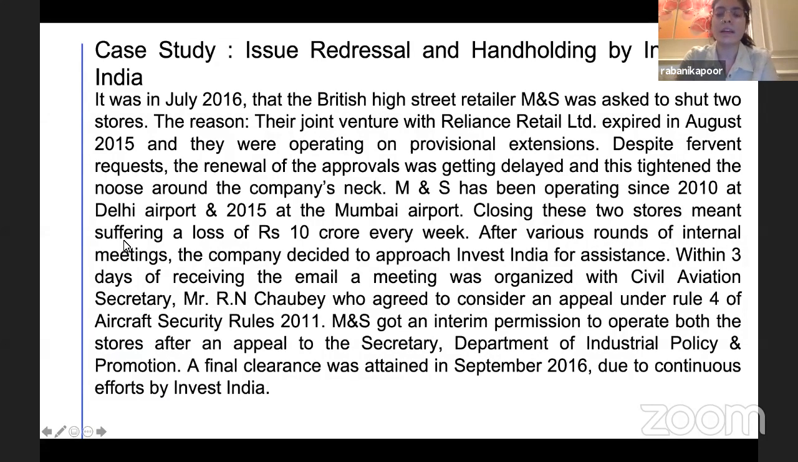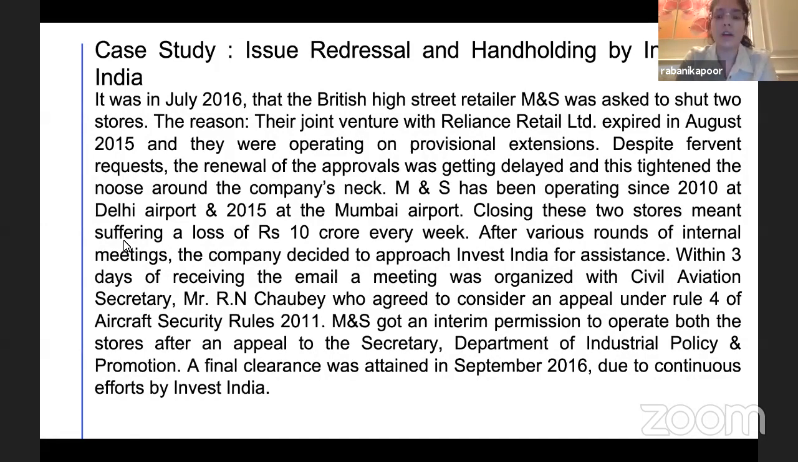So this is a case study. I want to give you a brief on the issue redressal and handholding bit of IPAs. We all know that IPAs are there to facilitate any foreign investor into the country, but the role doesn't end there. There is a long-term relationship that goes on with the investors. And in a country like India, where there is a lot of red tapeism, there also exists a lot of issues.